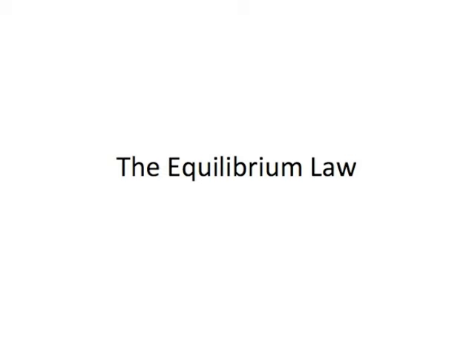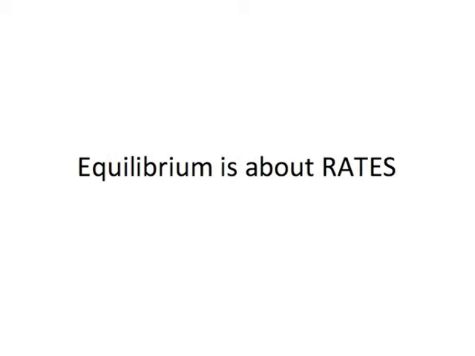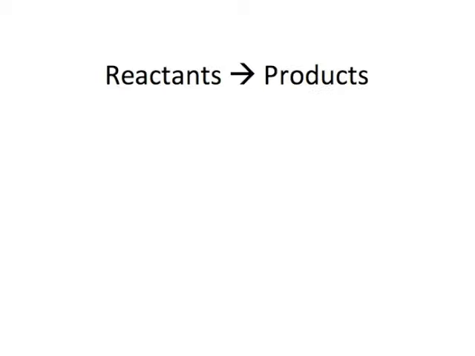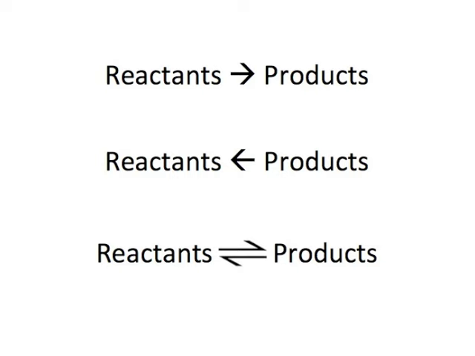What is this principle? The fundamental idea is that if you induce a stress on a system at equilibrium, the system responds to offset that change. Recall that equilibrium is the concept that the rates of the forward and reverse reactions are equal. Reactants are becoming products, and products are becoming reactants. The amount of products and reactants don't have to be the same.